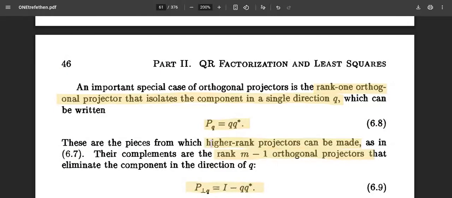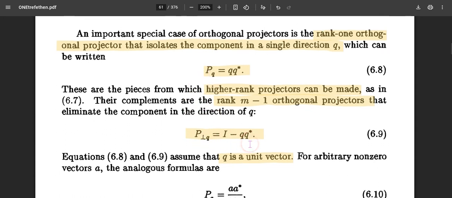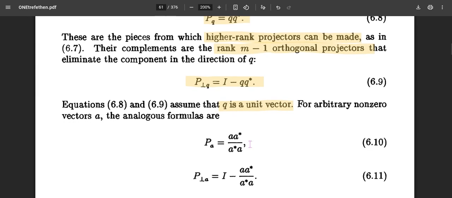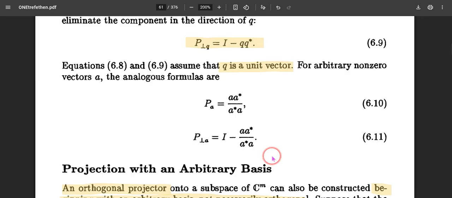Now, another important special case is the rank 1 orthogonal projector, which can be formulated from any single directional vector using this matrix. This is an orthogonal projector of rank 1. The higher rank projector can be computed based on this single rank projector because of the complementary property. The complement of this projector is I minus Q Q transpose, which has a higher rank. For an arbitrary vector, which is not necessarily a unit vector, we can compute a rank 1 projector, and the complementary or higher rank projector can be computed using equation 6.11.